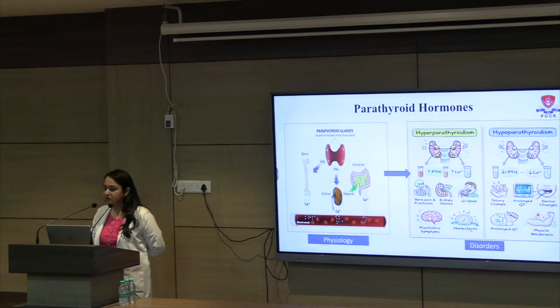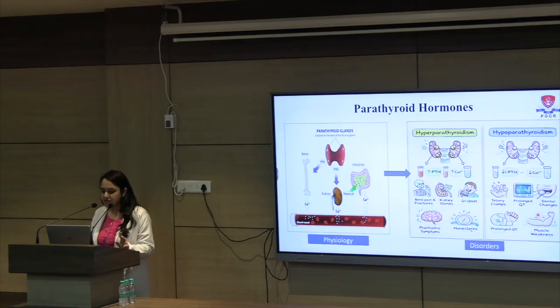Now coming to parathyroid hormone, it is the key regulator of calcium homeostasis. It acts on 3 major organs: bone, kidney and intestine. In bone, PTH increases calcium release. In the kidney, it increases calcium reabsorption and activates vitamin D. Activated vitamin D then acts on the intestine and increases calcium absorption. So overall PTH increases serum calcium levels.